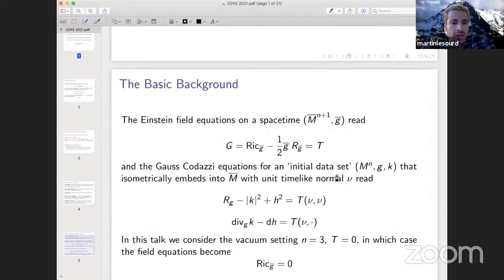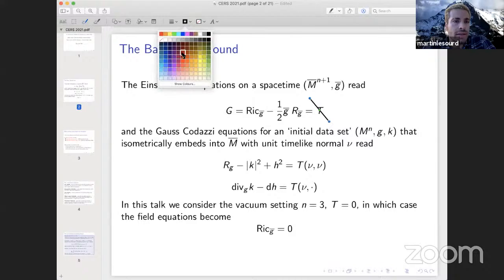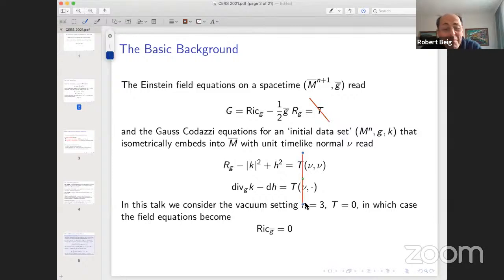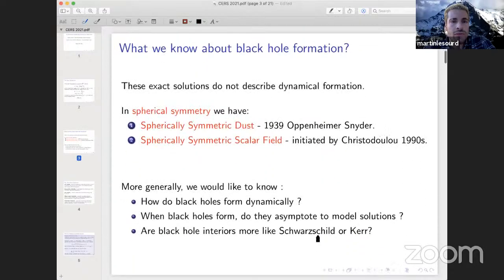So I'm not going to bore you with the most elementary slide. I'm sure you're all very familiar with this. Of course, I won't be dealing with any matter here. So the constraint equations will just be the ones in vacuum where T is 0, and we're in n equals 3, so space-time dimension n+1 equals 4. So these are my equations, and we'll be talking about black hole formation.